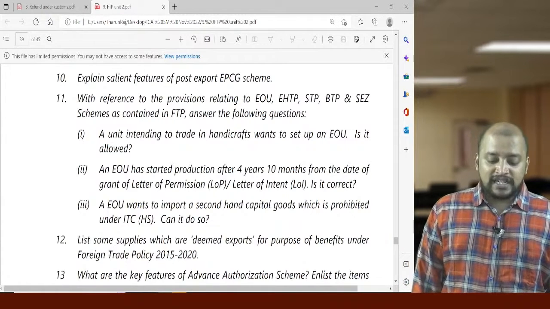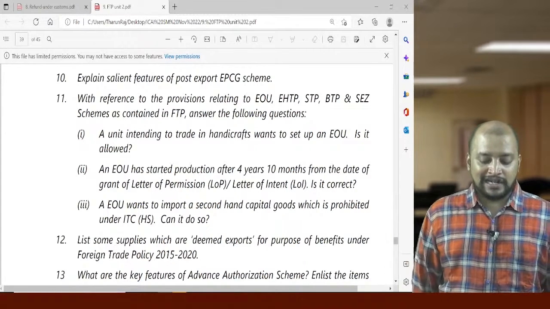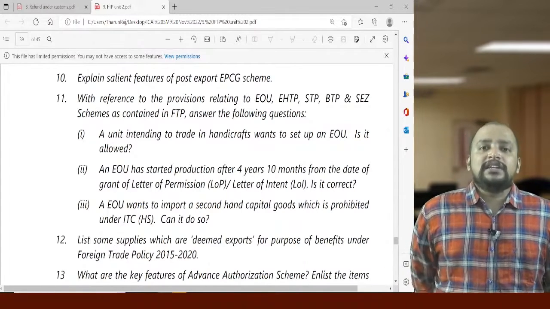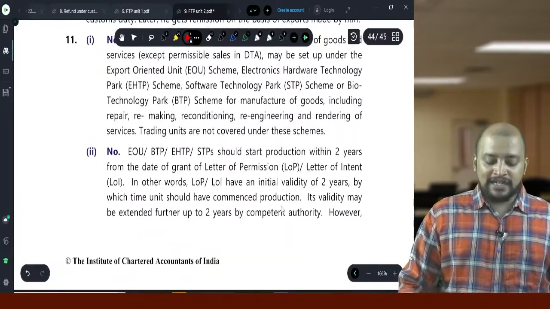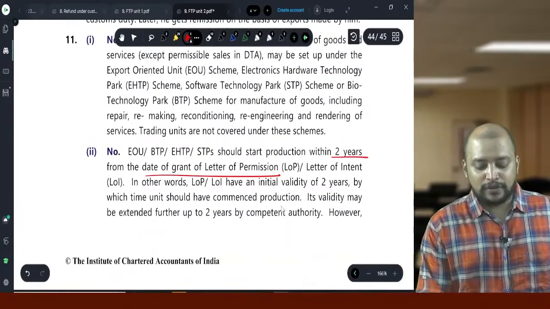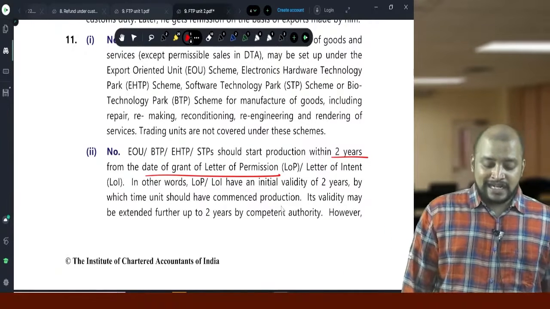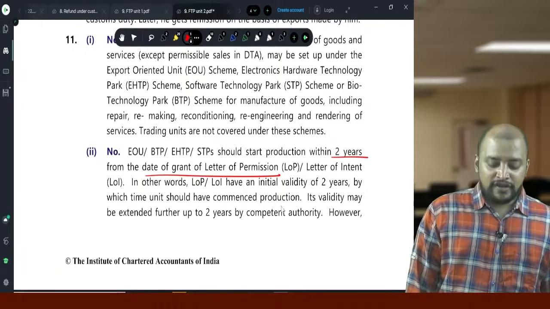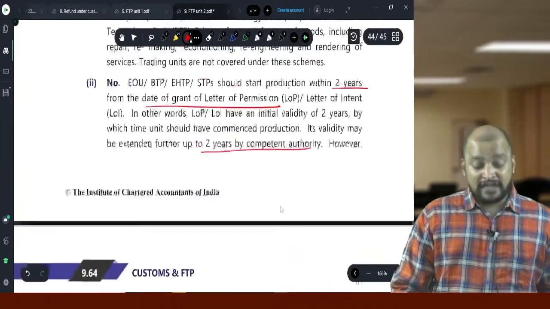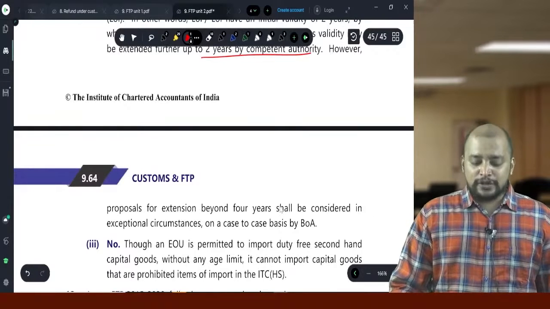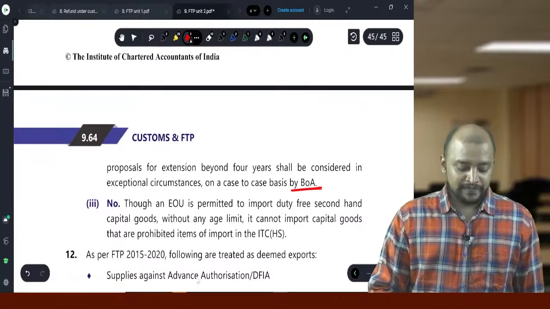An EOU has started production after 4 years, 10 months from the date of grant of letter of permission or letter of intent. Is this correct? Actually, they need to set up within 2 years from the date of grant of letter of permission. It can be extended for a further period of 2 years by the competent authority. However, thereafter, if it is to be extended, then the Board of Approval should have given the permission.